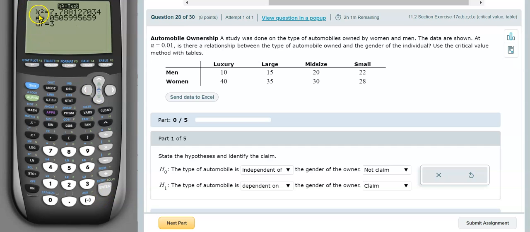What you get for chi-squared here is 7.789. You get the probability, and you get degree of freedom 3. I'm going to take note of the chi-squared because I will need it later on. And that's the degree of freedom, so you can get it from the calculator.